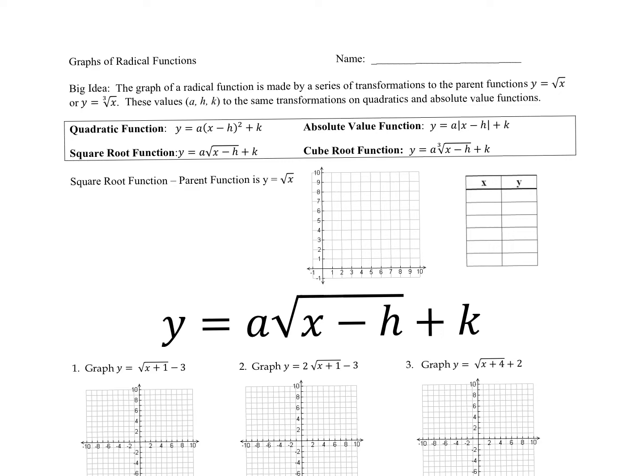Hi Matthewy, this is page 4 of our radical packet, and on this page we're going to learn about graphing our radicals. So the first one I'd like to talk about is the square root function. The parent function is y equals the square root of x. I've not shifted it left or right or up or down or reflected it. It's just the basic graph of the square root of x.